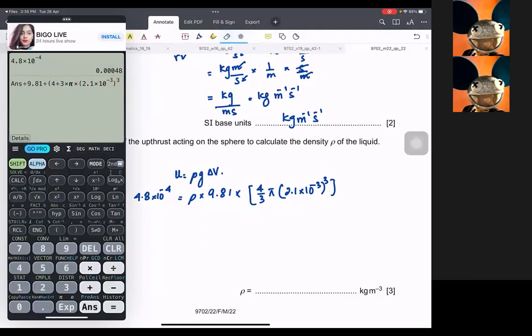If you're comfortable, you can always do it slowly. It's not necessary to do it like me. So it's 1261, which translates to 1300 for two significant figures.